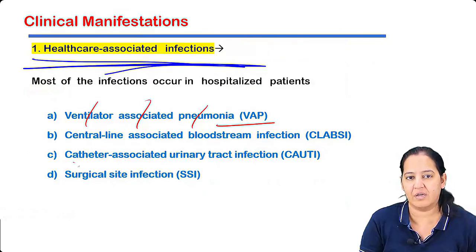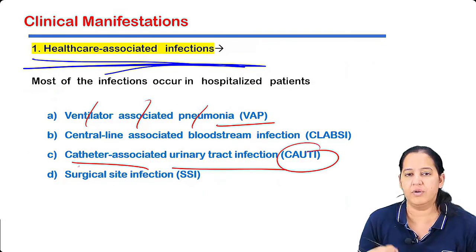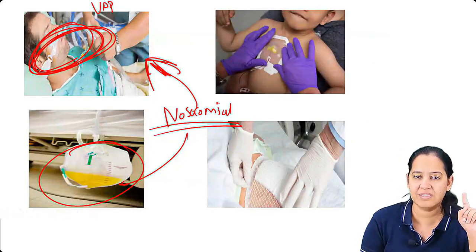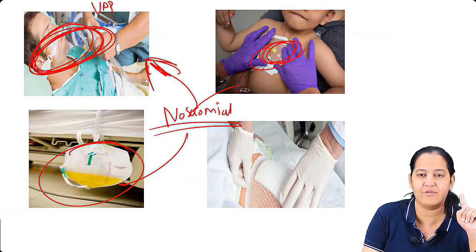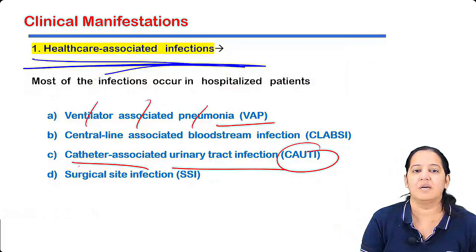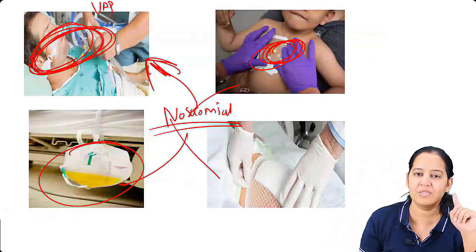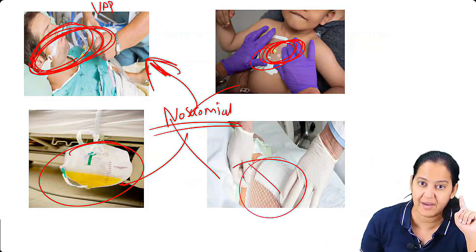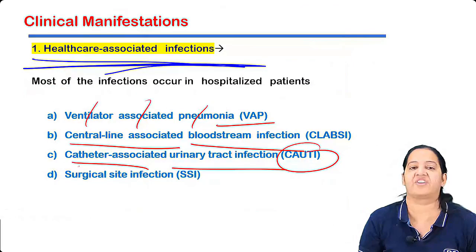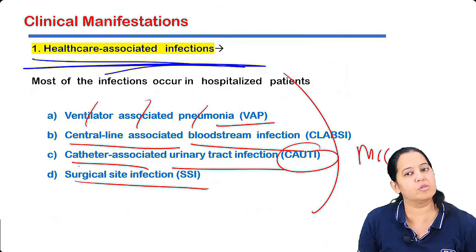So catheter associated UTI. है ना? Urinary tract infection. The person who is having central line, you know what is central line? उनमें sepsis हो जाता है. So central line associated bloodstream infection. ठीक है? And the person who is having surgery की dressing कर रहे हो आप, so surgical site infection. इन चारों का most common cause pseudomonas है.